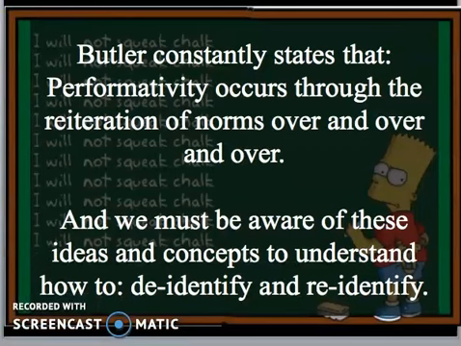So these norms over and over and over help you to identify and re-identify who you are as a person. And when you start observing those things and thinking about them is when you start to understand how you can go against those things. And you don't have to agree with Judith Butler and this understanding of yourself in performance theory. It's just about understanding those things anthropologically.